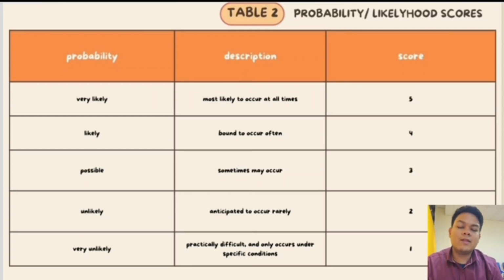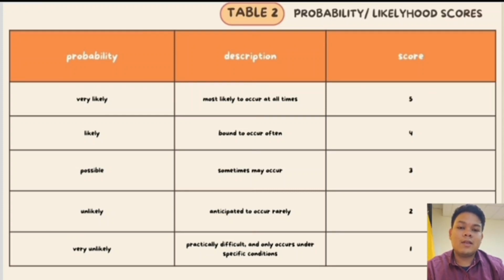As everyone can see in table 2, the probability is given in 5 different stages, starting from very unlikely, which means that it is practically difficult and only occurs on specific conditions, and is given a score of 1. The second stage is called unlikely, which means that it is anticipated to occur rarely, and is given a score of 2. The third stage is possible, which means that sometimes the accident may occur, and it is given a score of 3.